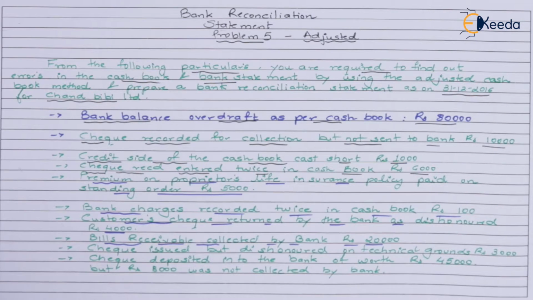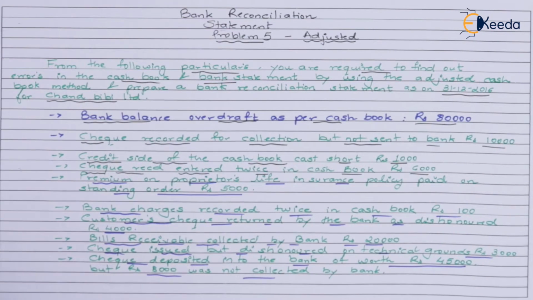That means this specific bill will be first reflected in the passbook here. The next transaction refers to a check deposited but dishonored on technical grounds, amounting to rupees 3,000. The last transaction refers to 45,000 worth of checks deposited into the bank, out of which 8,000 worth of checks weren't cleared for payment.